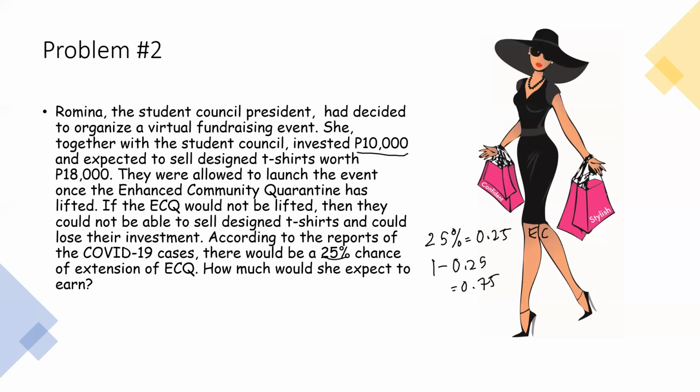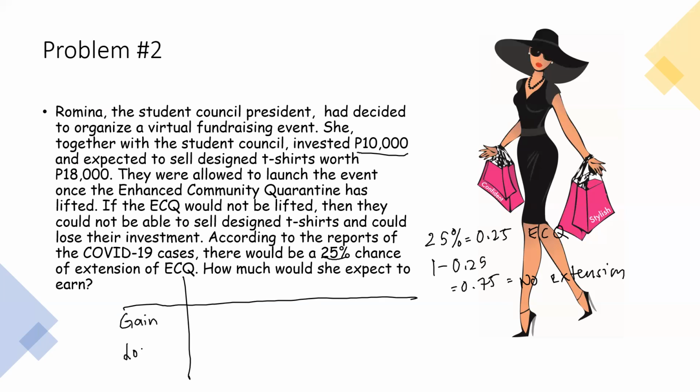So, shall I write ECQ, then no extension? We're going to create a table here. So, here, this is gain, this is loss. We need to provide tables for gain and loss. Then we're going to apply the probability distribution. So the probability for gain is 0.75 because there is a 75% chance that she could earn. If the chance is 25%, then she could not earn because of the ECQ. So the loss is 0.25.